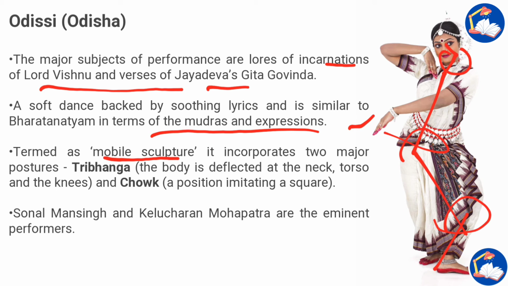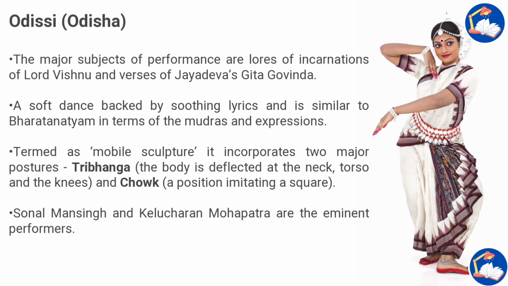I'll use another color. See, one bend here in the neck, one in the torso, and one in the leg also. So Tribhanga, three bends are there. Okay, and Chauk, a position imitating a square. Now we have Sonal Mansingh and Kelucharan Mohapatra as the eminent performers.